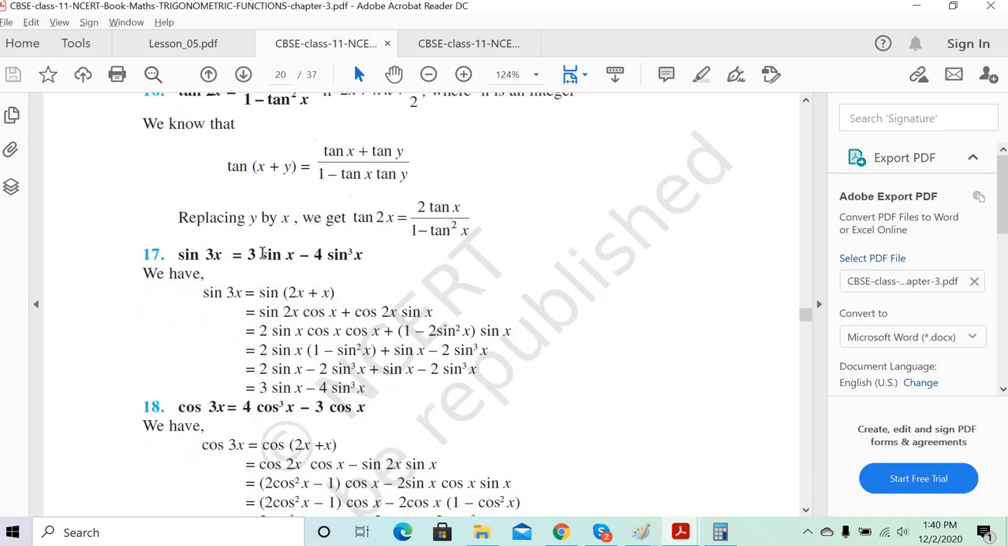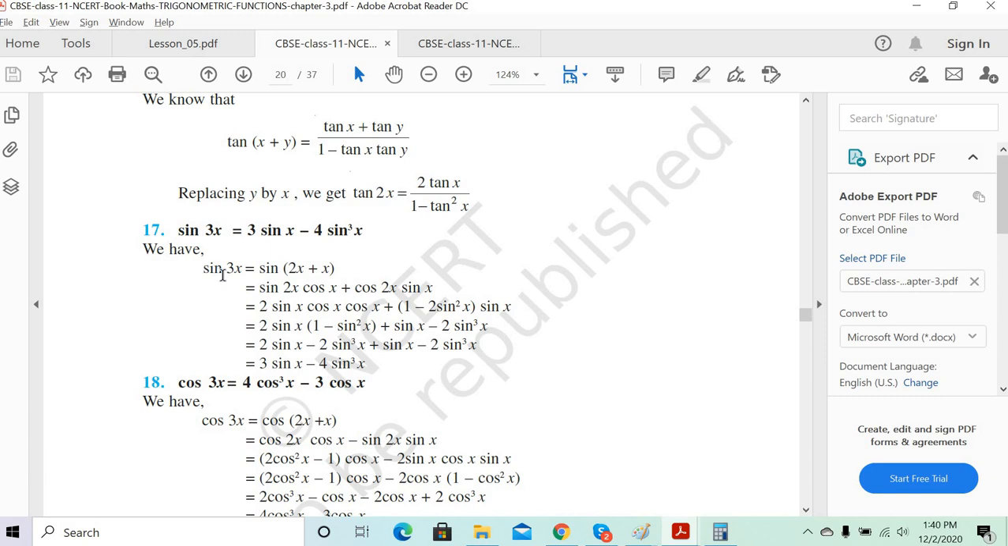Excellent, perfect. Now similarly let's do sin 3x. You derived the double angle, so the sin 2x value you remember. Now we'll do sin 3x also. Sin 3x means 3x can be represented as 2x plus x. Yes, sir. Now 2x plus x can be put in the form of a plus b, the sin a plus b formula.